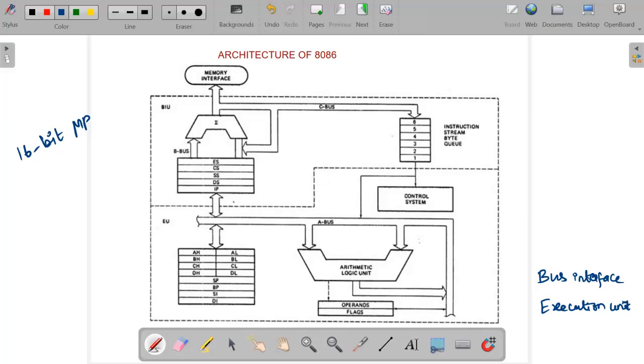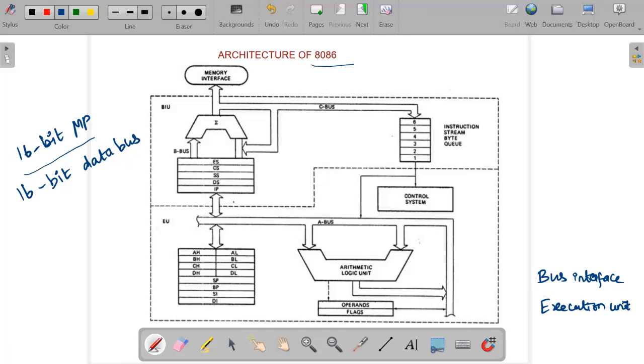So generally 8086 is nothing but a 16-bit microprocessor, meaning that it will operate with 16-bit data and it has a 16-bit data bus, hence the name, it is a 16-bit microprocessor. So it is used to operate with 16-bit data, meaning that it can perform arithmetic operations, logical operations and all using 16-bit data. So generally what do you mean by microprocessor?